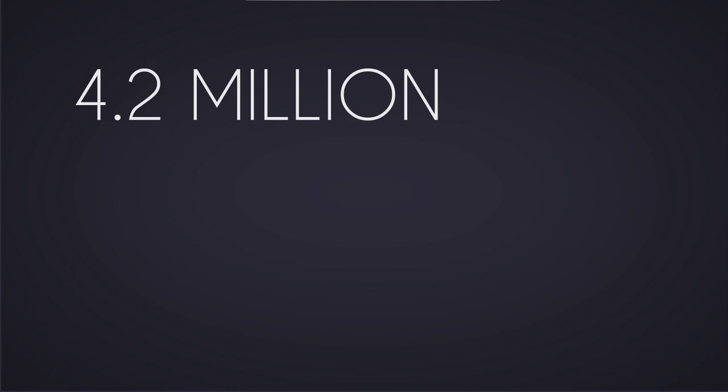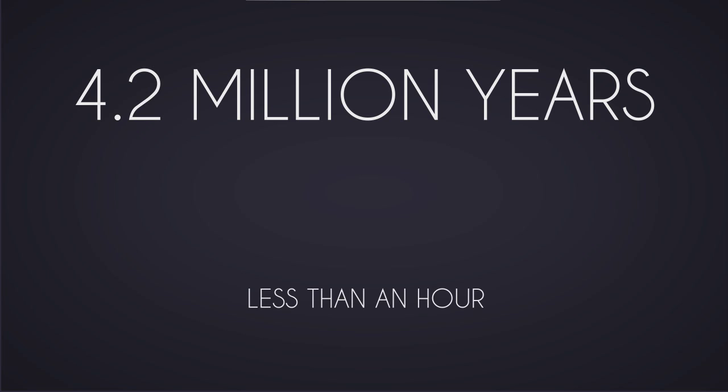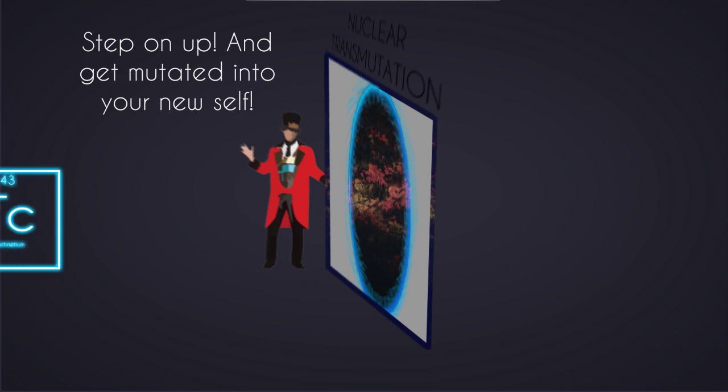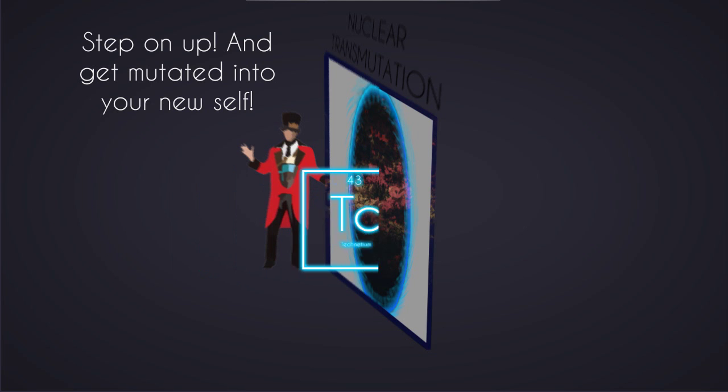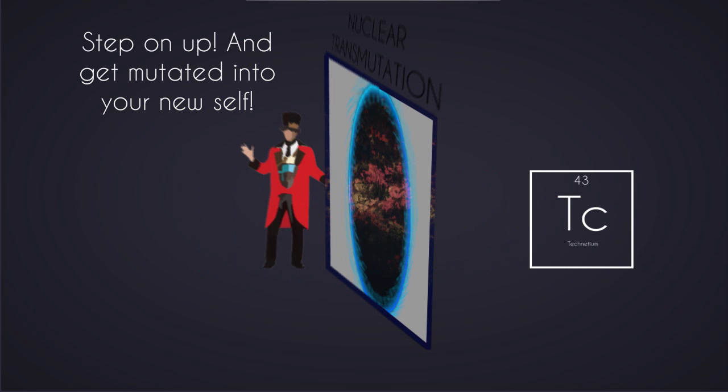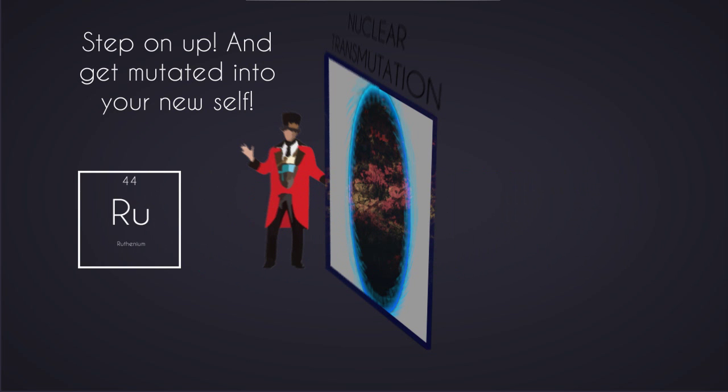Now, technetium half-lives can range anywhere from 4.2 million years to less than an hour, and oftentimes, technetium will undergo nuclear transmutation. For example, the metastable isotope of technetium-99 will eventually decay into the ground state of technetium-99 and then ruthenium-99 through beta and gamma emission. Now, from these few facts, we need to make our first conclusion.